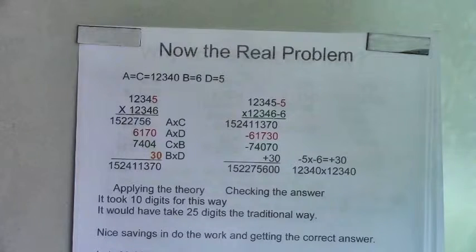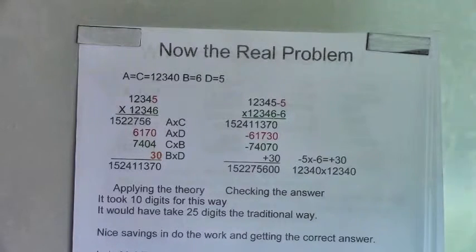The second one was 5 times 1, 2, 3, 4, and the second one was 6 times 1, 2, 3, 4, sort of a cross multiplication. And the last one is 5 times 6. We add them up, and we get the answer.